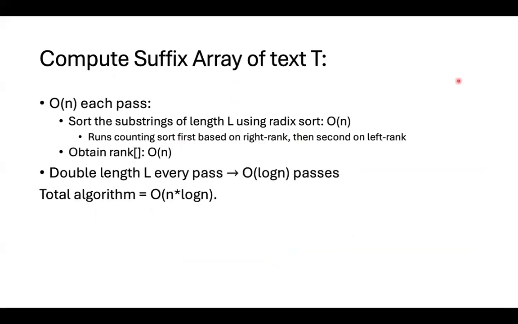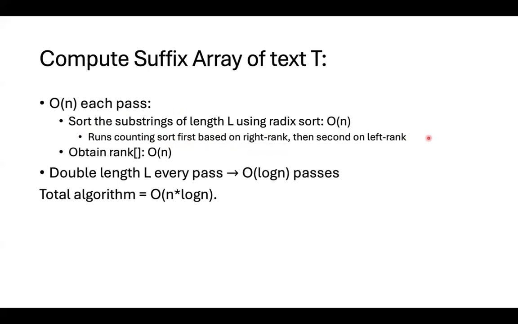Just to wrap things up, let's confirm the time complexity of this algorithm. As we said, we want it to be O of n log n, and there's log n passes, then we need each pass to be a linear time. And so the work we need to do each pass is to sort the substrings of length L. The textbook has this neat trick for doing this sort in a linear time using radix sort. The radix sort first runs counting sort on the right rank, and then counting sort on the left rank, and that's how it keeps it in linear time.